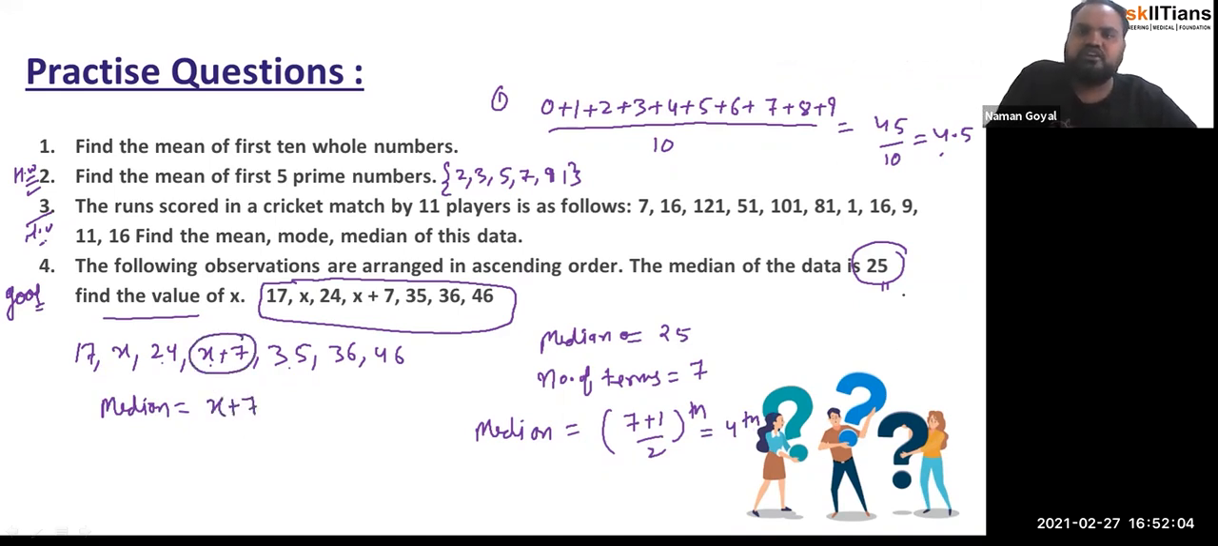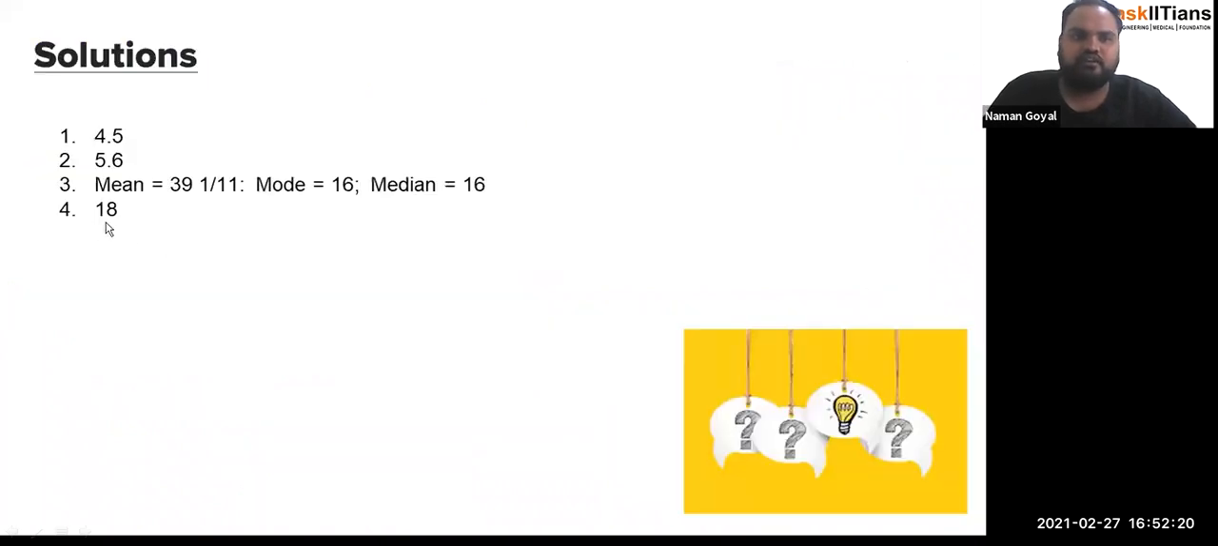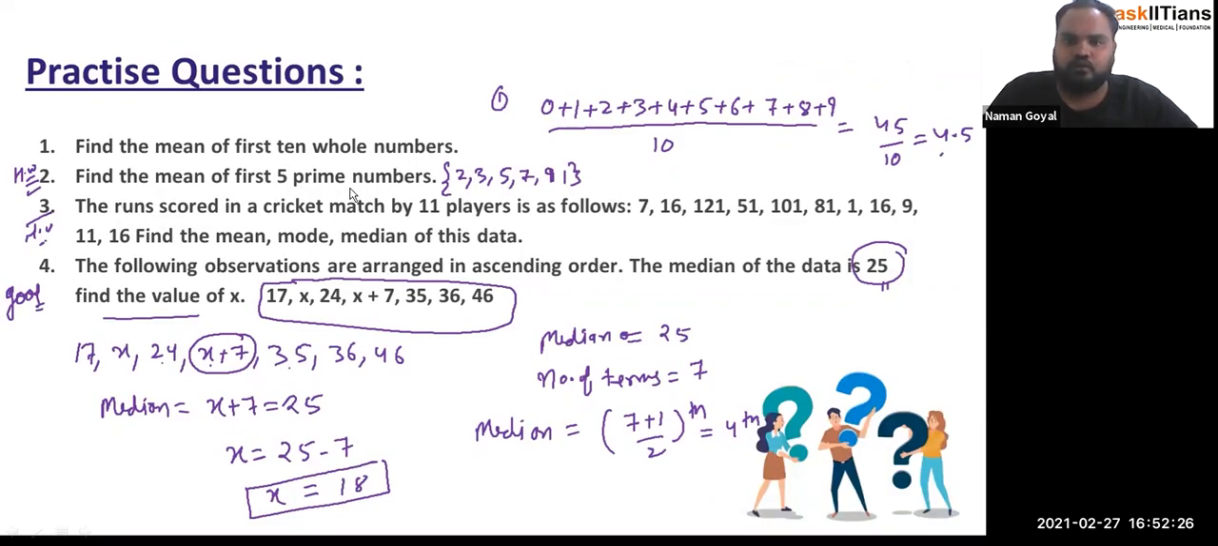Now in the question it is given that this quantity is equal to 25. So the value of x is 25 minus 7. If you solve this, the value of x you will get as 18. So 18 is our required answer. 4.5 is for the first one and 18 for this one. So you can do this question like that.